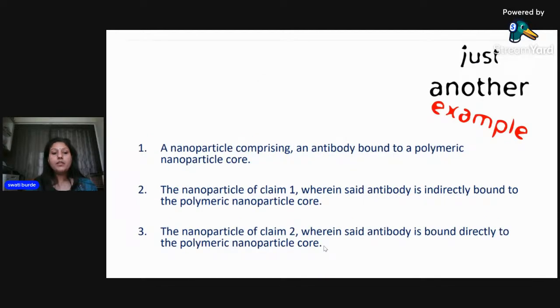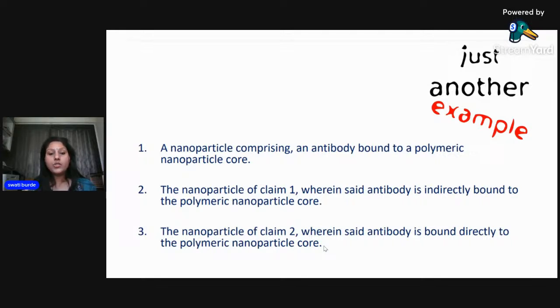Another example, a nanoparticle comprising. So a nanoparticle is the preamble here. It is very general. We are not saying what kind of nanoparticle, maybe because this is too general. So the examiner will never allow this. A nanoparticle, there has to be something. But just for an example, this is a preamble.